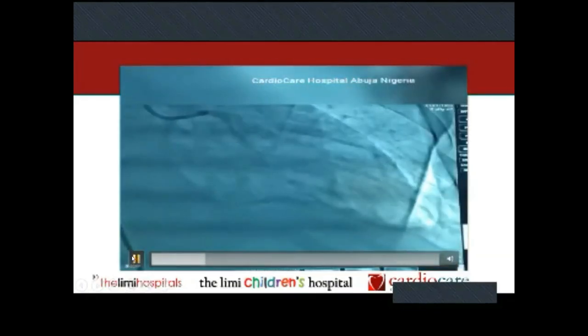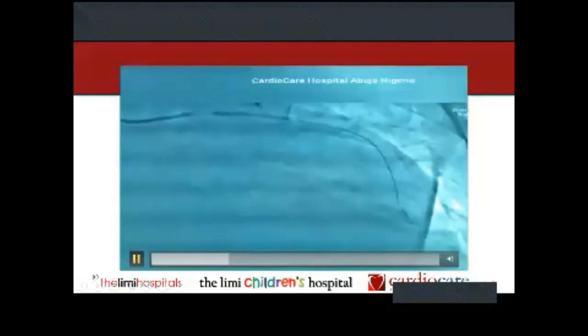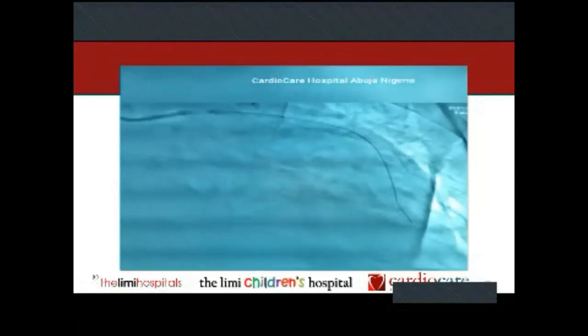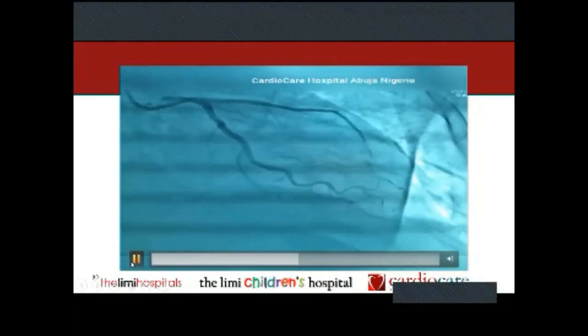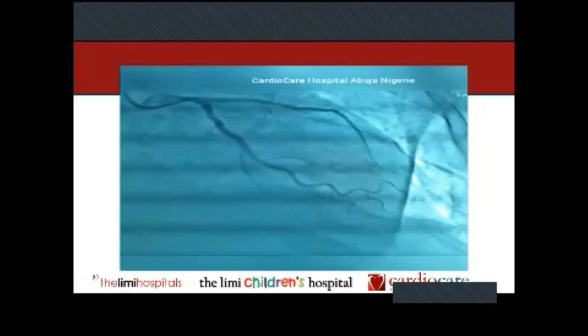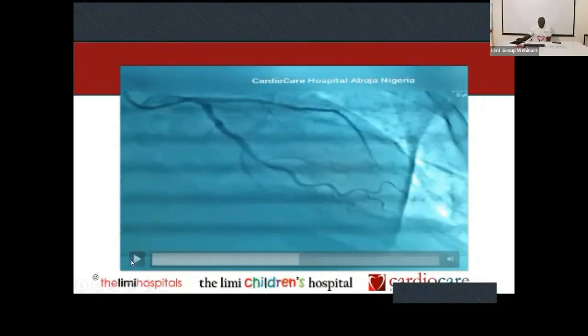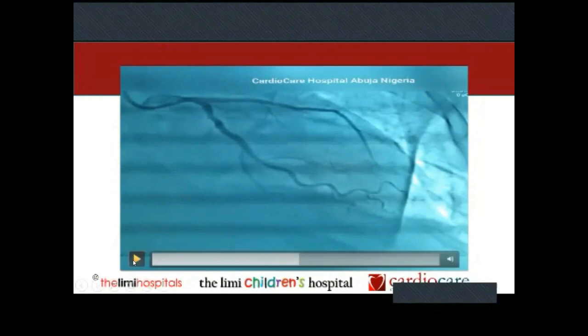And you can see that the wire has gone in, the wire has passed through. I'm using my phone because my system's network shut down, so the pictures are small, but I can still make something out of it.